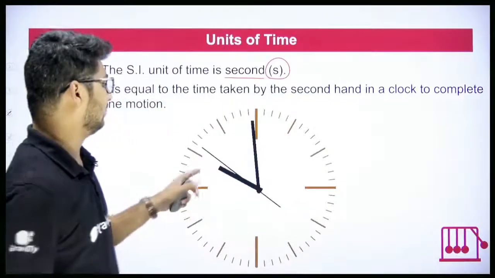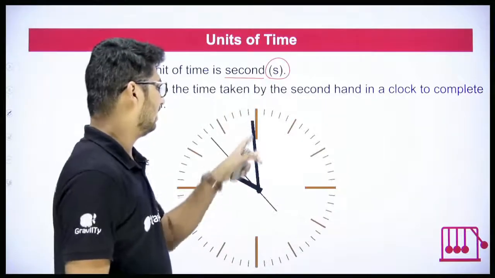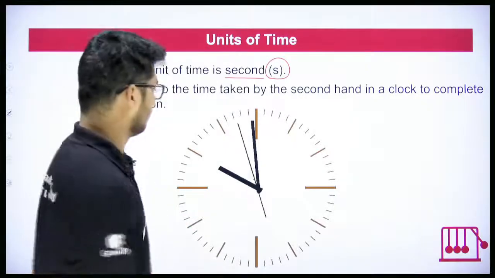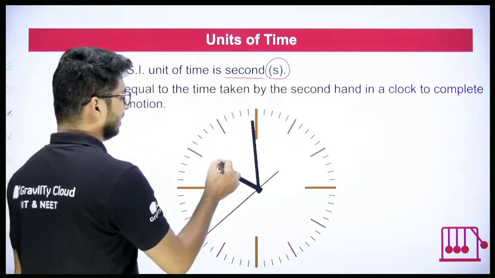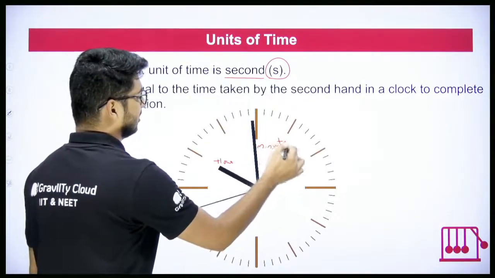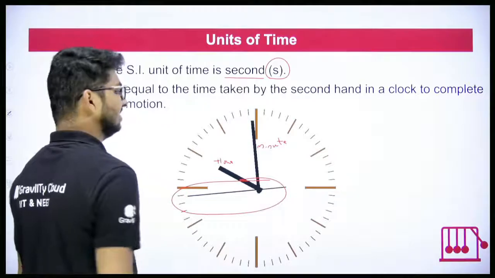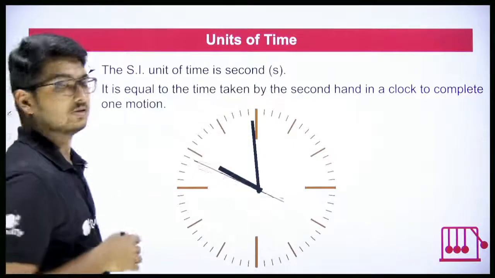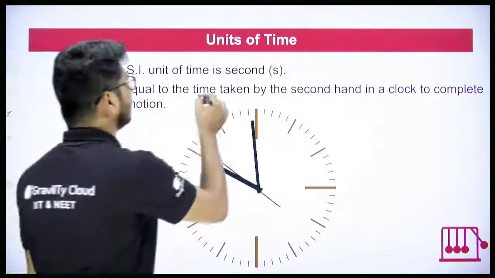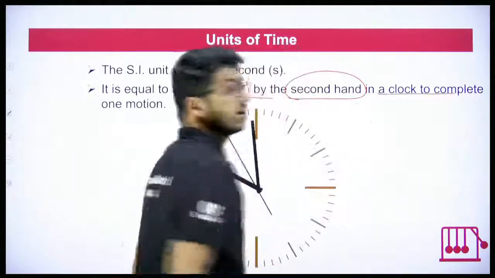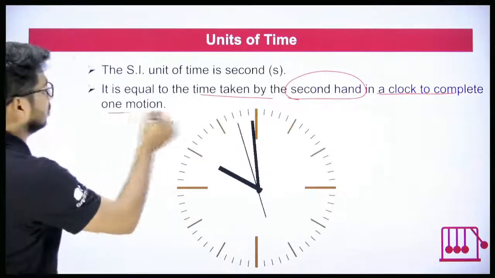What is 1 second? If I use a watch or a clock, anything. So you have 3 different hands here. You have a minute hand, a second hand, and an hour hand. Yes or no? This is the hour hand. This is the minute hand, and this one that is moving here is the second hand. So 1 second can be defined as the time taken by the second hand in a clock to complete one motion.